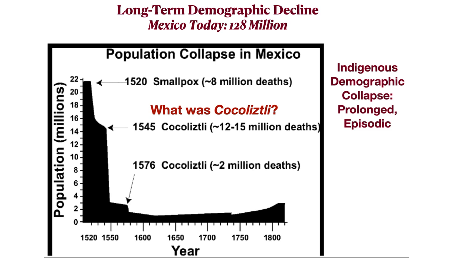So here's a pretty good graph showing depopulation of Mexico. Essentially, we're talking about South Central Mexico here, but that was the most densely populated part, with a population of maybe 22 million at the time of the arrival of the Spaniards. And then a quick drop-off due to about 8 million deaths from smallpox, and it's quite clear that it was smallpox. And then two more major epidemics, one in 1545 and one in 1576.